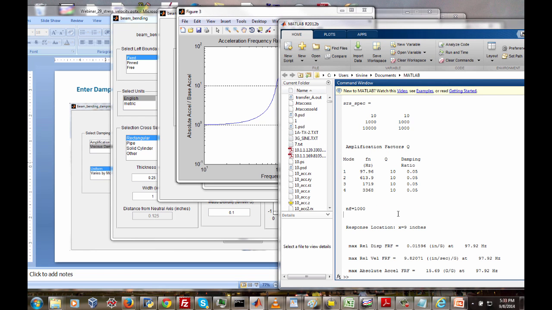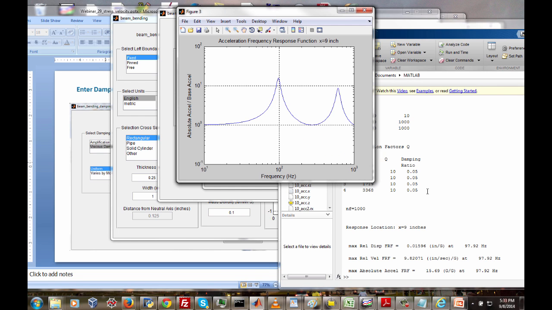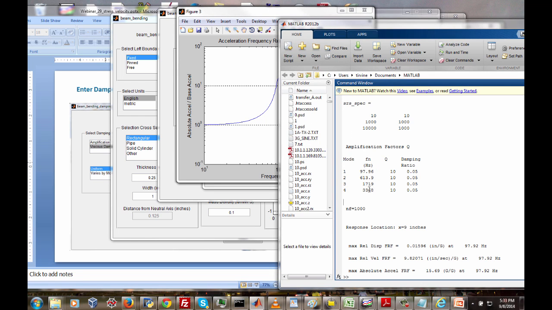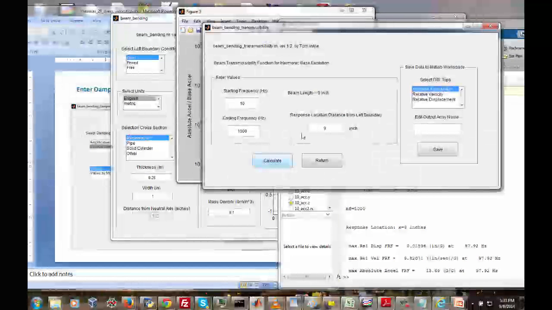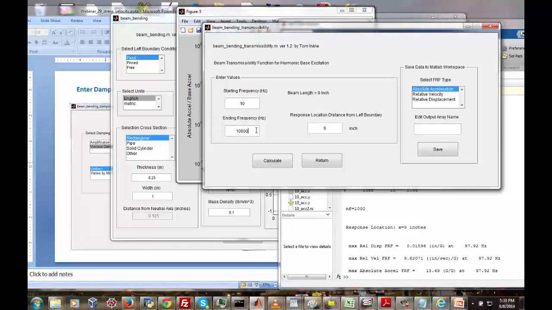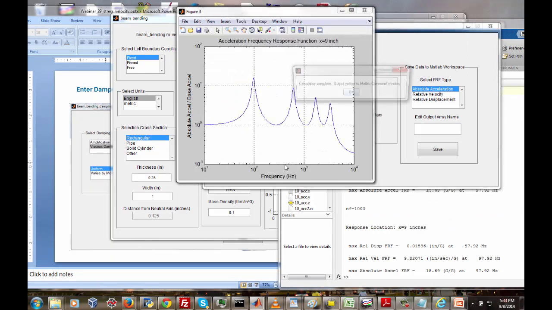At, let's see, what was that? It was about 98 hertz. And you know, I put this up to 1,000. I should have gone up to 10,000. So that's pretty easy to redo. Let me just go ahead and do that. We were missing a couple of modes there. Okay, here's going out to 10,000 hertz in frequency. So first mode, second mode, third mode, and fourth mode.